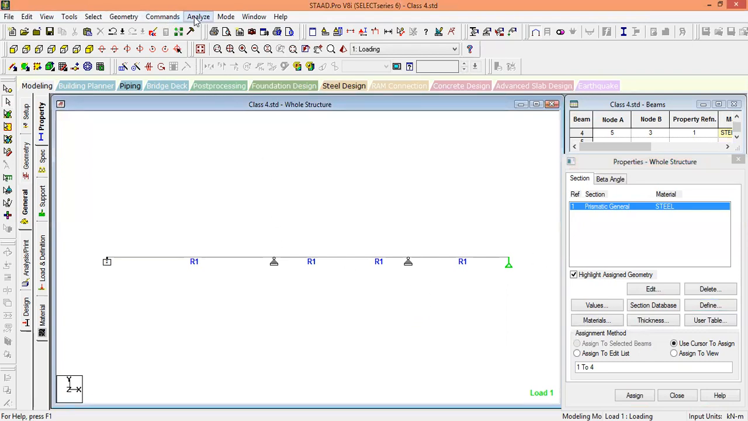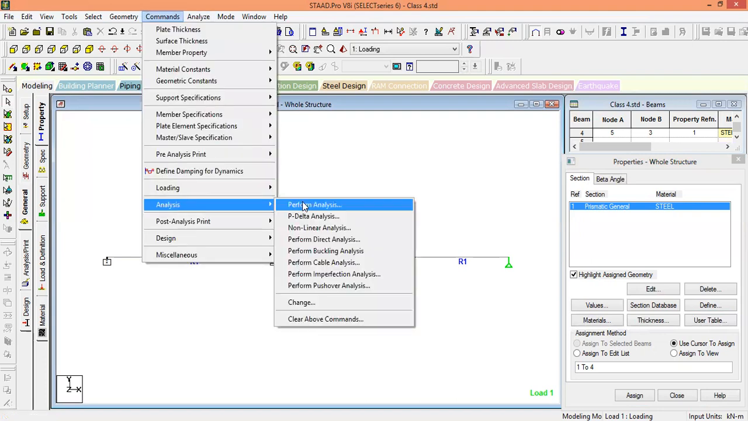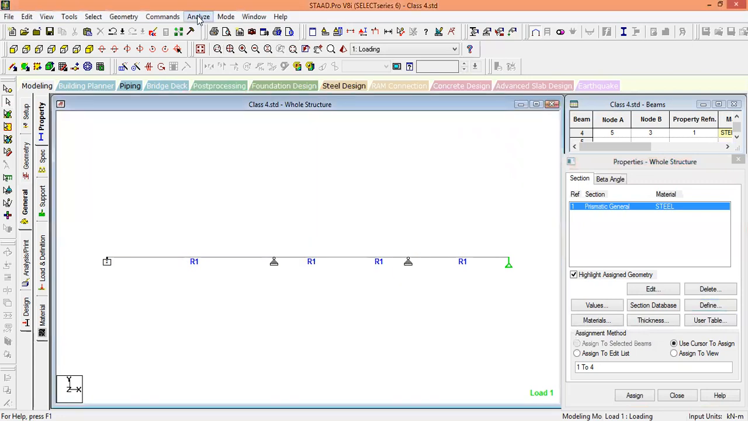And the next process is commands, analyze, perform analysis, run analysis, save. There is no error, done. You can go to post processing.